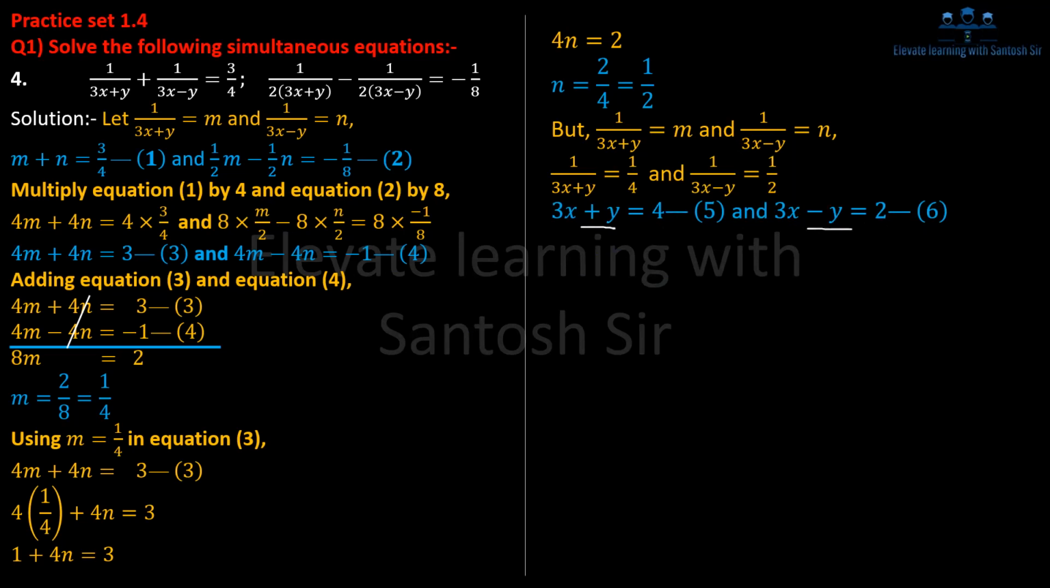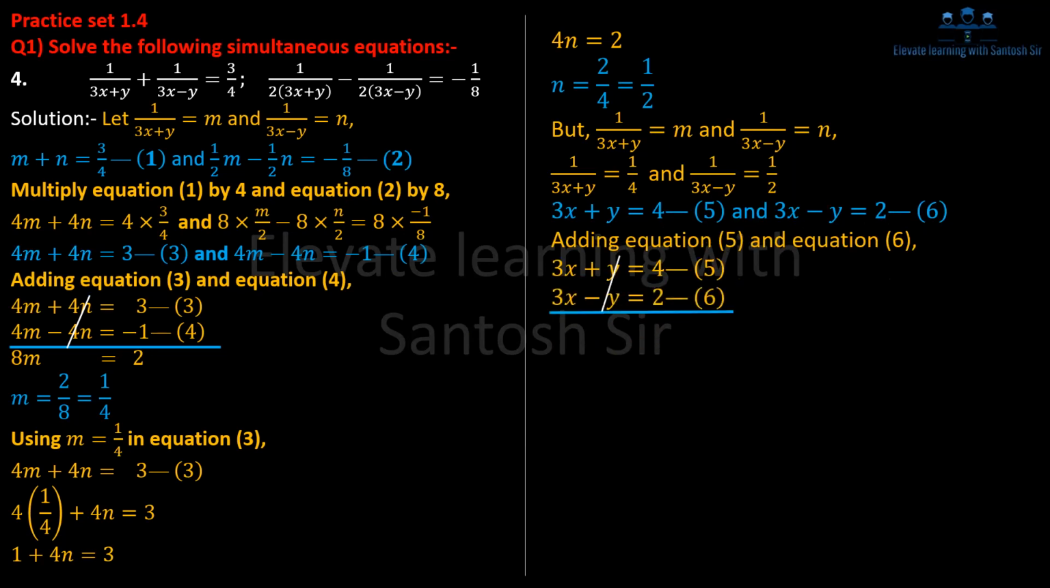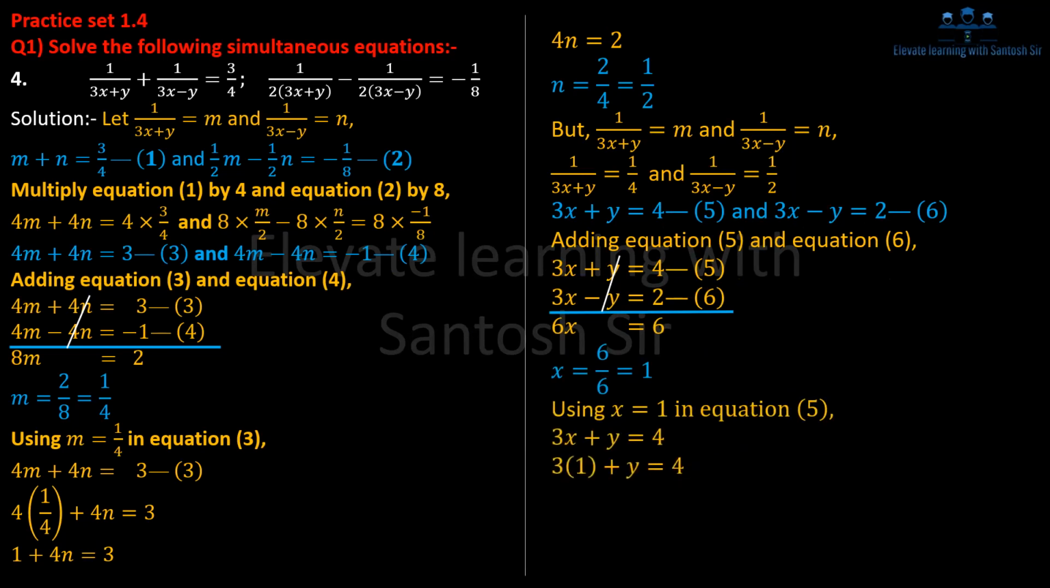Once again, we have plus y and minus y in these two equations. We can simply add them up, so the y gets cancelled. We get the value of x as 1. Using this value of x in the fifth equation, we can get the value of y. That also turns out to be 1. So the solution is x is equal to 1 and y is equal to 1.